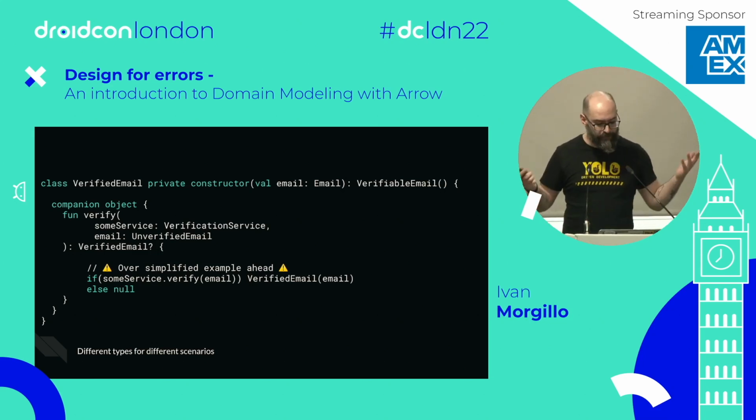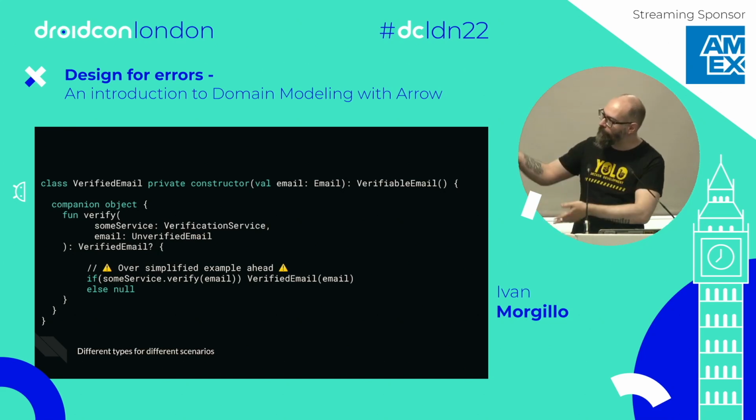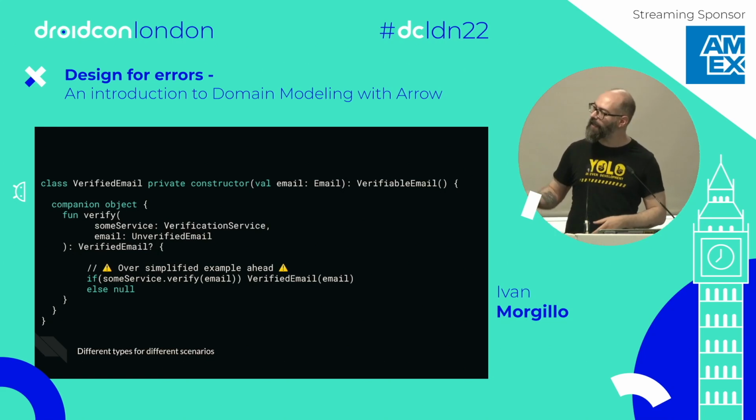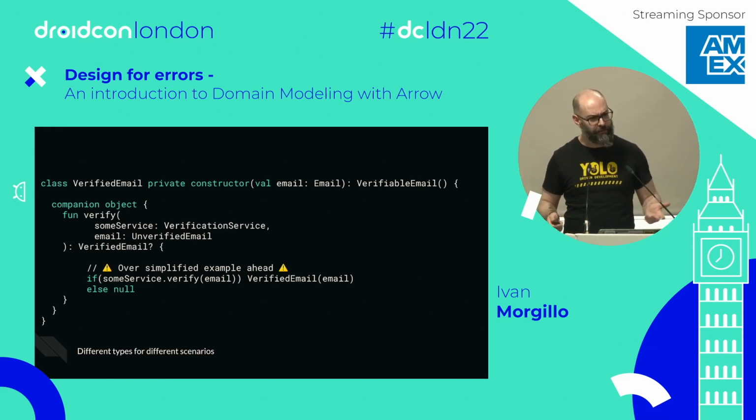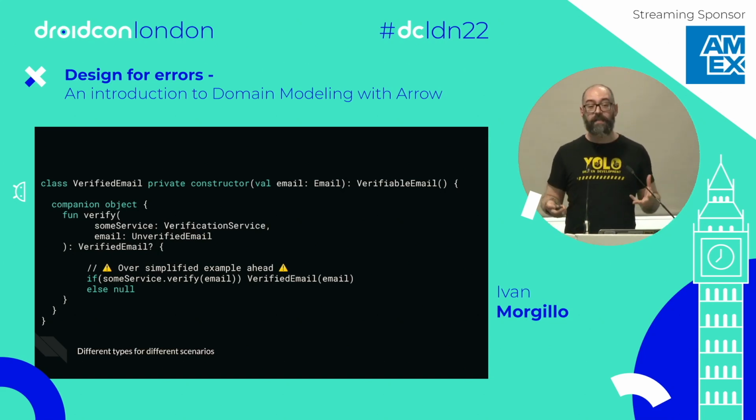And then there is some verification service that gives you back a Boolean. So this is an oversimplification, but the idea is that you don't build it manually anymore. You have to ask somebody, okay, can you give me a verified email? We are ignoring errors and we are ignoring networks. So take it with a grain of salt. Thank you. So this is the idea, right?